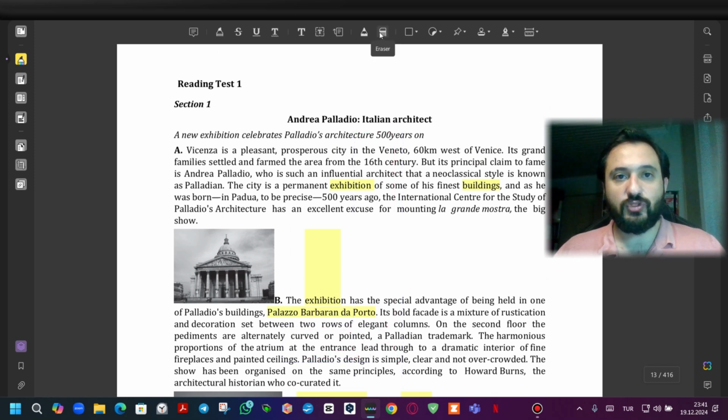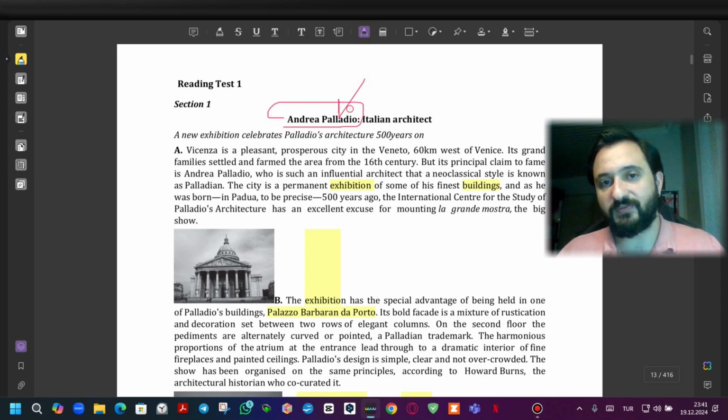Okay, first of all, always be careful with the headline, Andrea Palladio. So in one paragraph, they write Palladio, in another they will write Andrea. Okay? So never ask like some students, teacher, but is it written Andrea? Who is Andrea? Andrea Palladio, brother. It's his name. Okay?